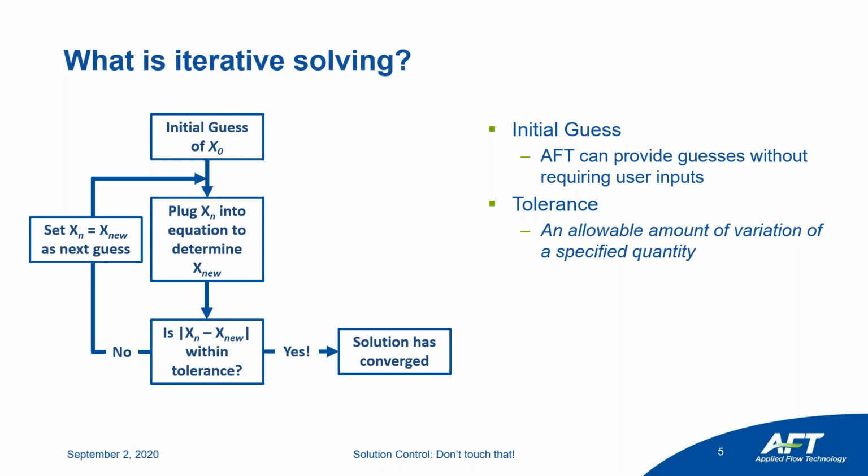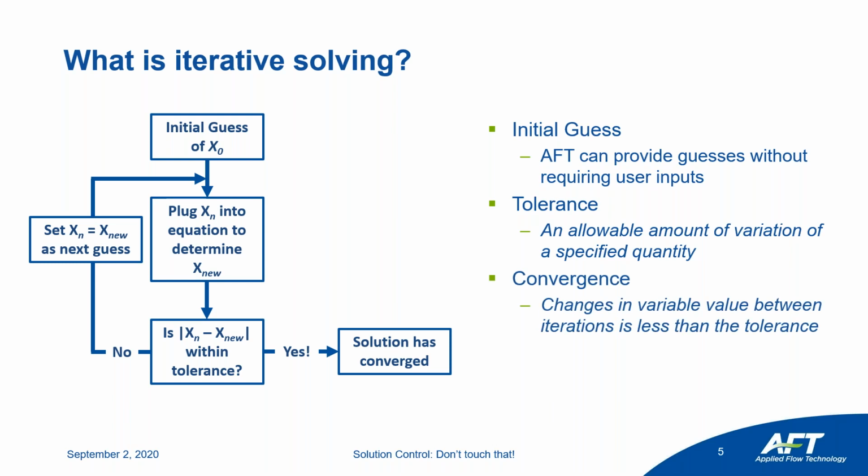The second big vocabulary word is convergence, or changes in our variable between iterations being less than our tolerance. It's important to recognize that convergence is inherently tied to this tolerance. Convergence alone isn't going to tell you if your solution is accurate to your system. In the same way, if you misdefine your model, that's not going to be accurate to the physical system either.